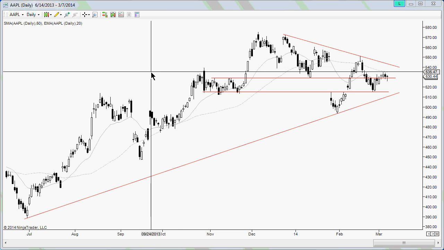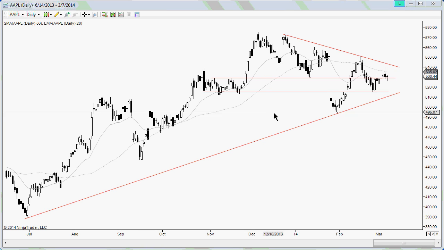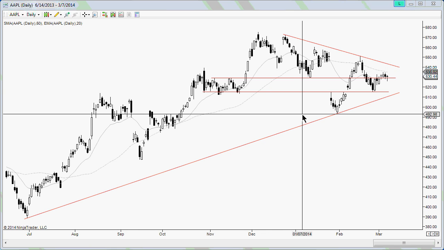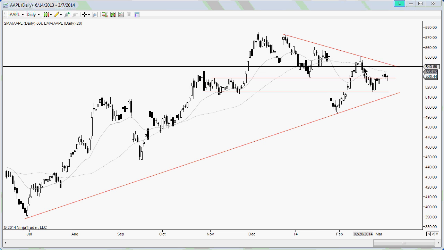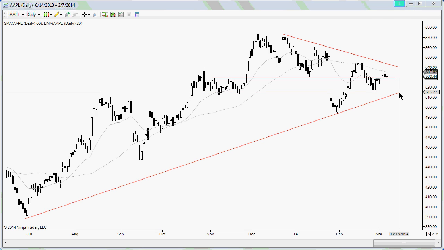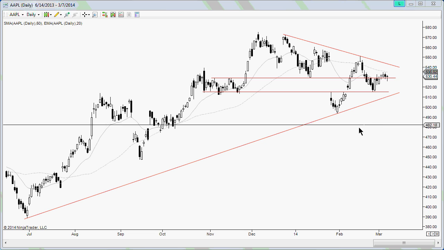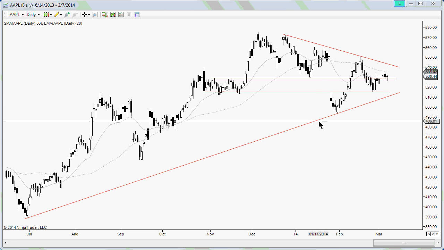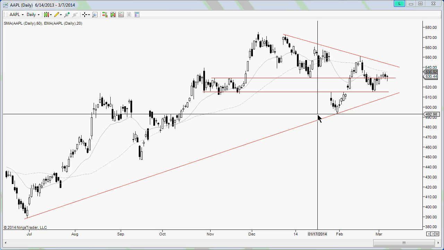I thought I'd do a little video on Apple, since Apple is giving a lot of people a lot of fits. Right now you could make a case for either direction, going up or going down, and let me explain why. Also, in this video, it gives me an opportunity to show how I use the Fibonacci retracement tool.